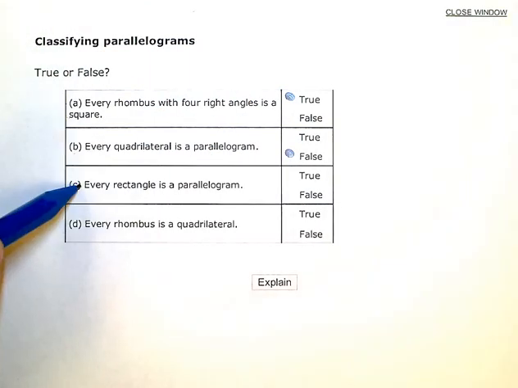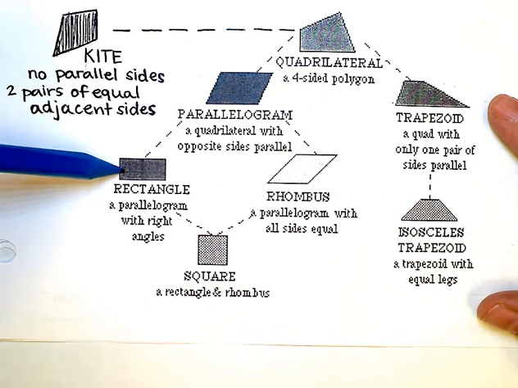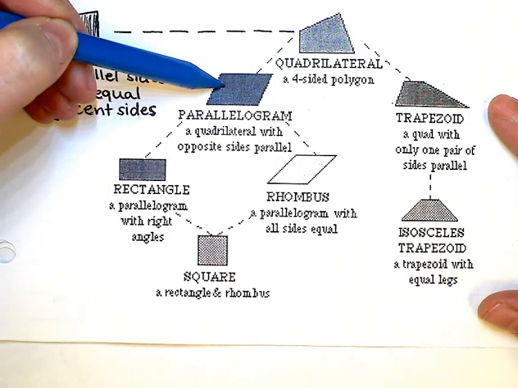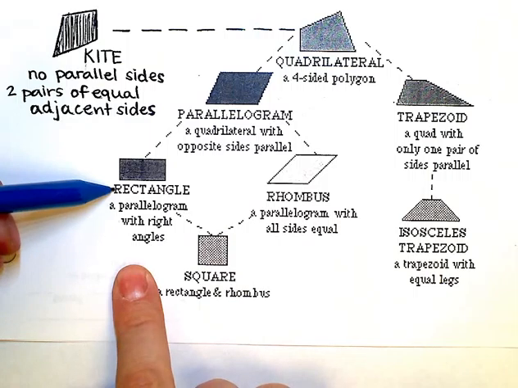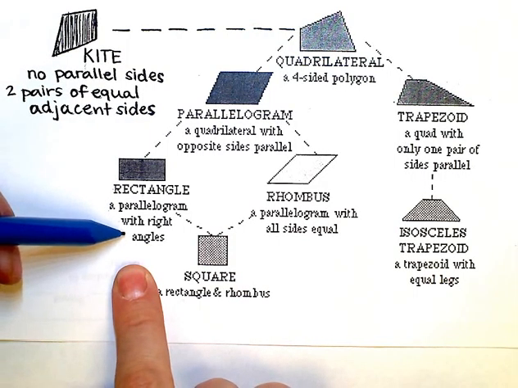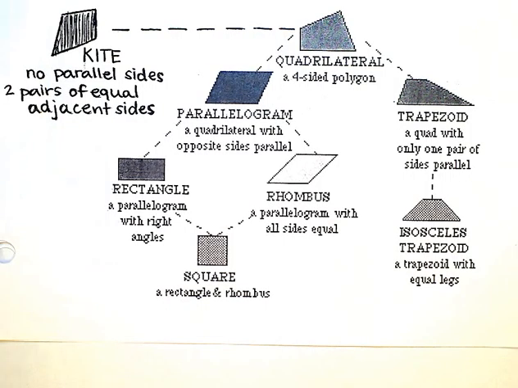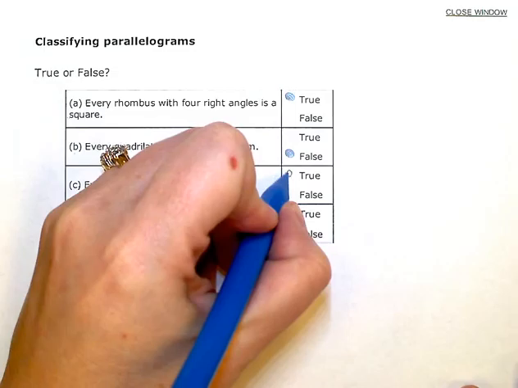Every rectangle is a parallelogram. So now here, is every rectangle also a parallelogram? Well, we can see that's true. It says right here, a rectangle is a parallelogram. But it's a parallelogram that has 4 right angles, okay? But it's still a parallelogram, right? So every rectangle is a parallelogram, true.